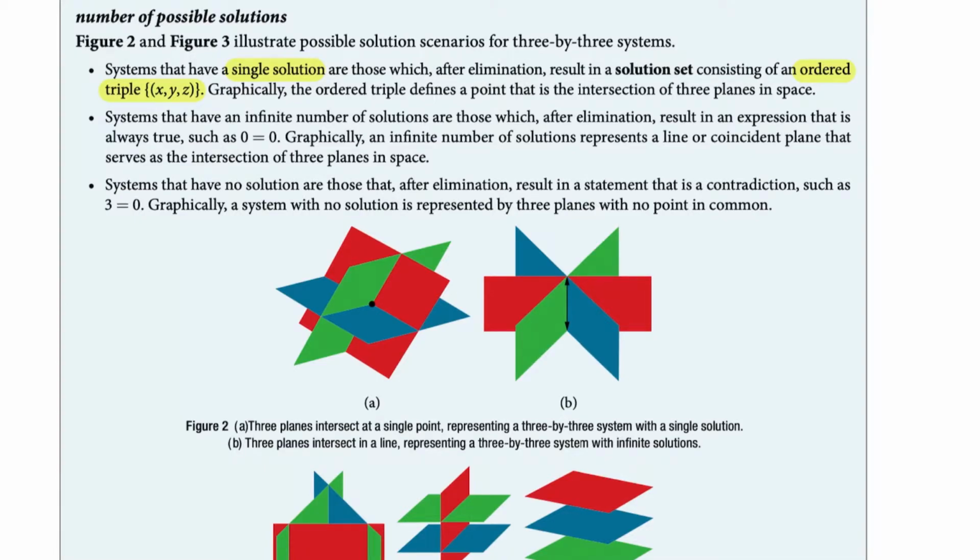The second type is when you have an infinite number of solutions. That is when, after the elimination, you get an expression that is always true, such as 0 equals 0 or 10 equals 10. And the third type is when you have no solution at all. That is when, after elimination, you have a contradiction, such as 3 equals 0 or 5 equals 10.